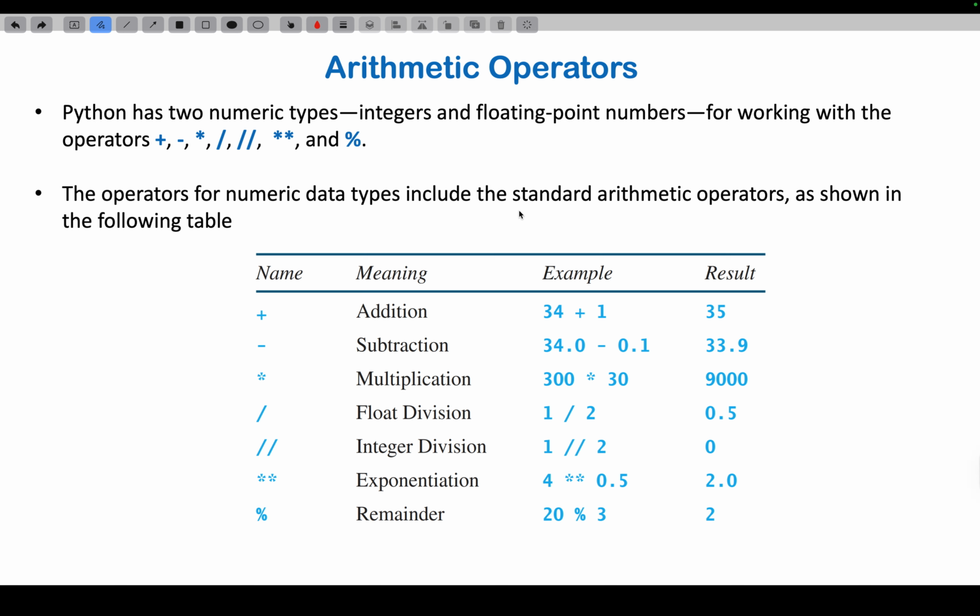So these are the arithmetic operators. So this is what we're going to do now. There is a plus sign, which is for addition. It's a plus sign everybody's aware of and everybody knows. The same plus sign we use in Python, 34 plus 1, and the result is 35.